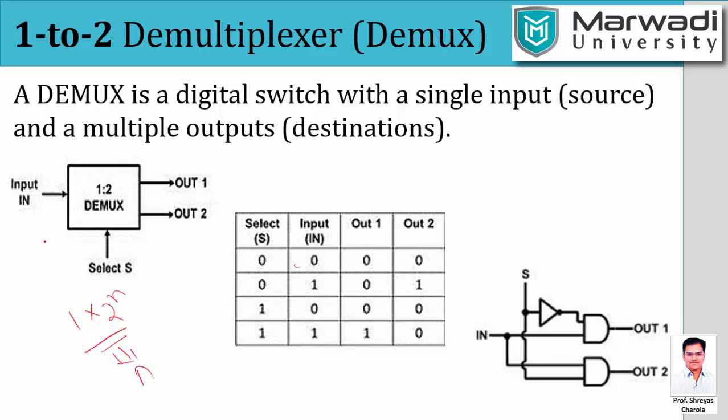n. So based upon this, if the selection line is 0, the input will go to output 1, and if the selection line is 1, the input will go to output 2. Based upon this truth table, you can design a logic circuit.